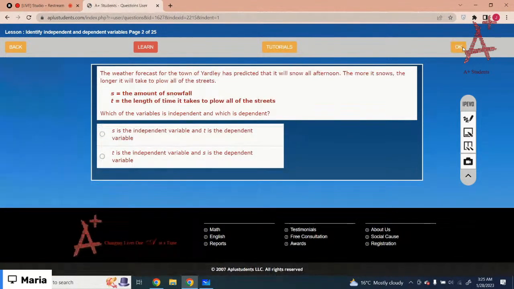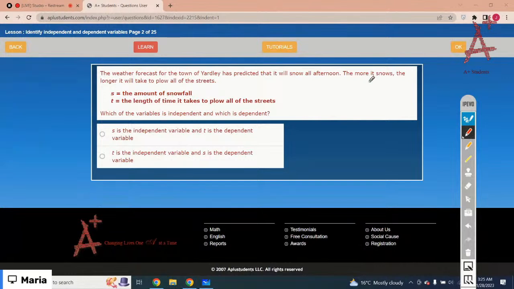Okay, the next one is, the weather forecast for the town of Yardley has predicted that it will snow all afternoon. The more it snows, the longer it will take to plow all the streets. That means it depends on the snow. So snow is the dependent variable and the length of time is the independent variable.